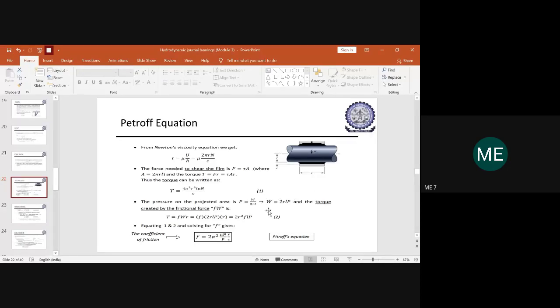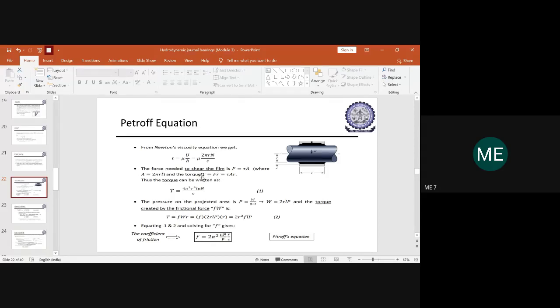Once you know the value of W, you will now calculate the torque created by this frictional force. When you have some load acting, obviously the frictional force comes into the picture. So when you have a frictional force, what is the change in the torque you are getting? That you have to determine.